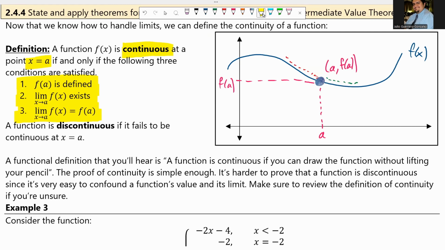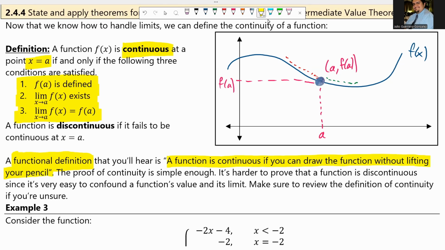This is the actual definition of continuous. You will hear this a lot: there is a functional definition, a quick and dirty way of determining if you have a function that is continuous or not. A function is continuous if you can draw the function without picking up the pencil. The second you pick up the pencil, wherever you picked it up, that is where the function is discontinuous.